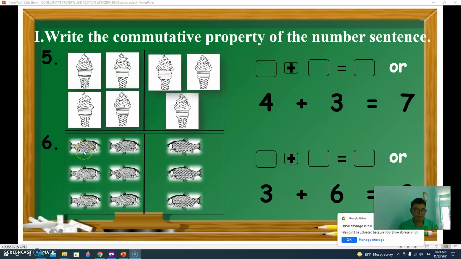For number 6, how many pieces are there? 1, 2, 3, 4, 5, 6. The first group is 6, and the second group is 3. So 3 plus 6 equals 9, or 6 plus 3 equals 9.